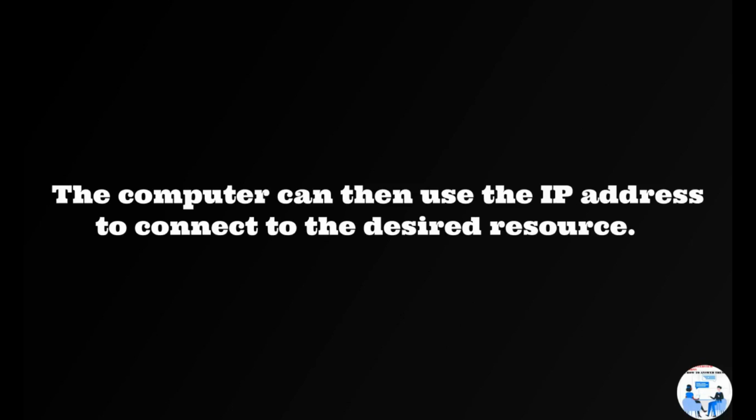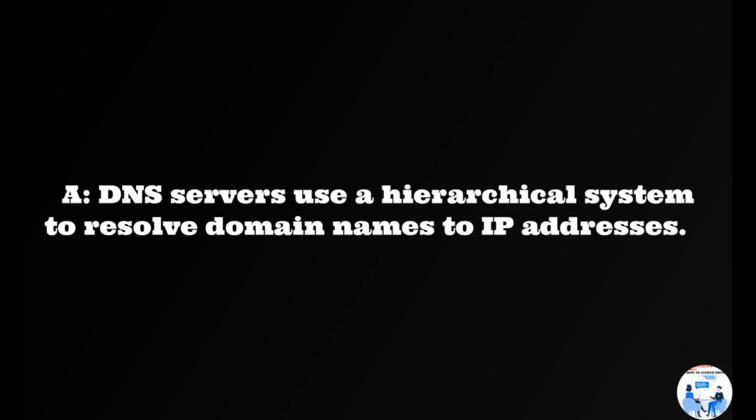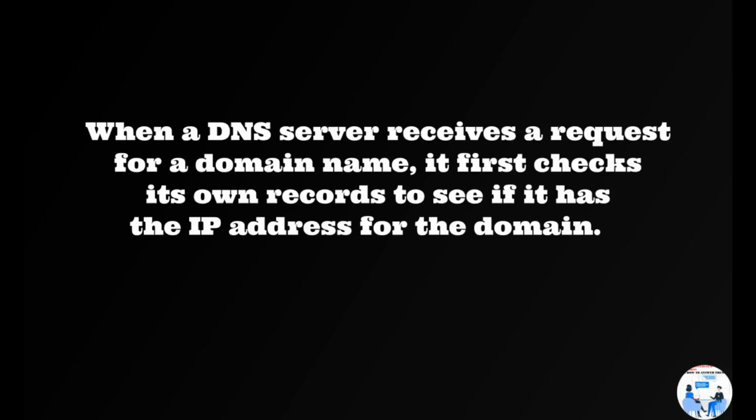Q. How do DNS servers resolve domain names to IP addresses? A. DNS servers use a hierarchical system to resolve domain names to IP addresses. When a DNS server receives a request for a domain name, it first checks its own records to see if it has the IP address for the domain.